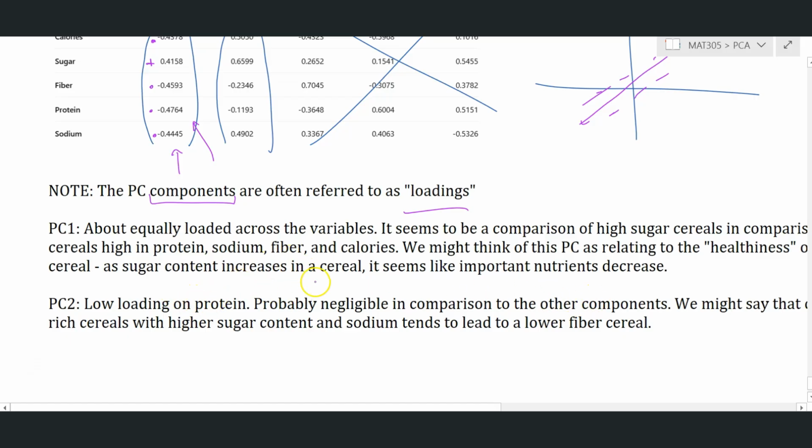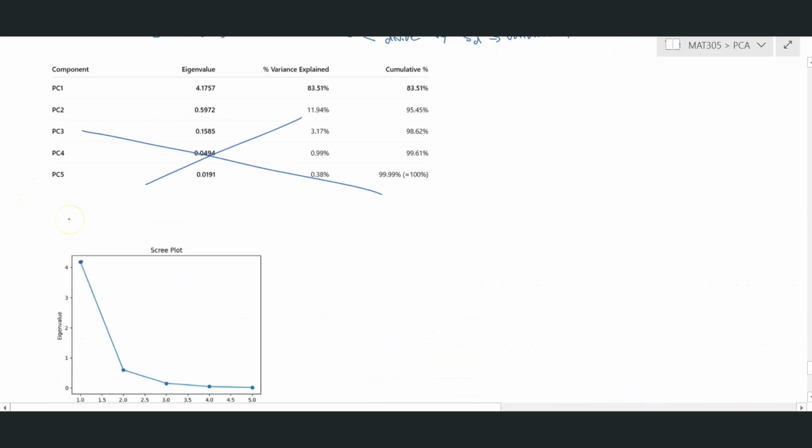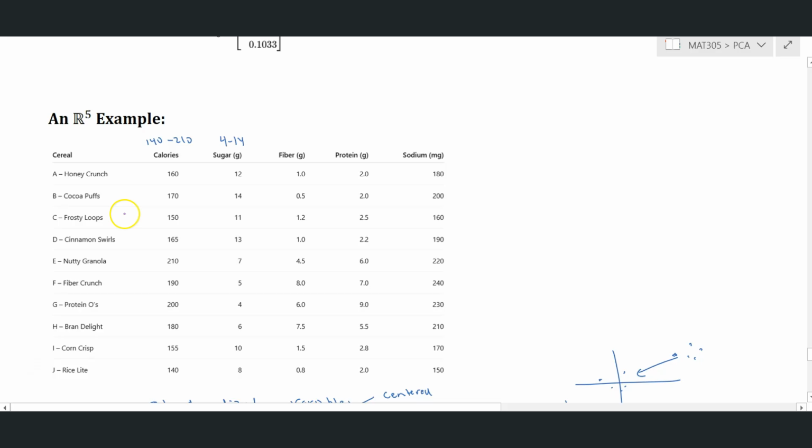As sugar content increases in cereal, it seems like important nutrients decrease. Okay, so that's what we're seeing. That's a beautiful summary of the data, right? Kind of what we would expect. Let's go back up and say, as cereals get higher in sugar.